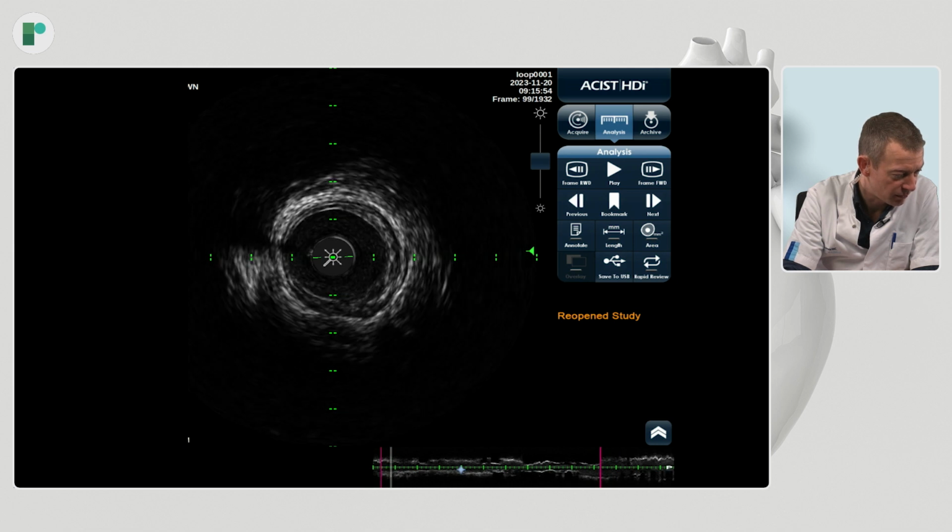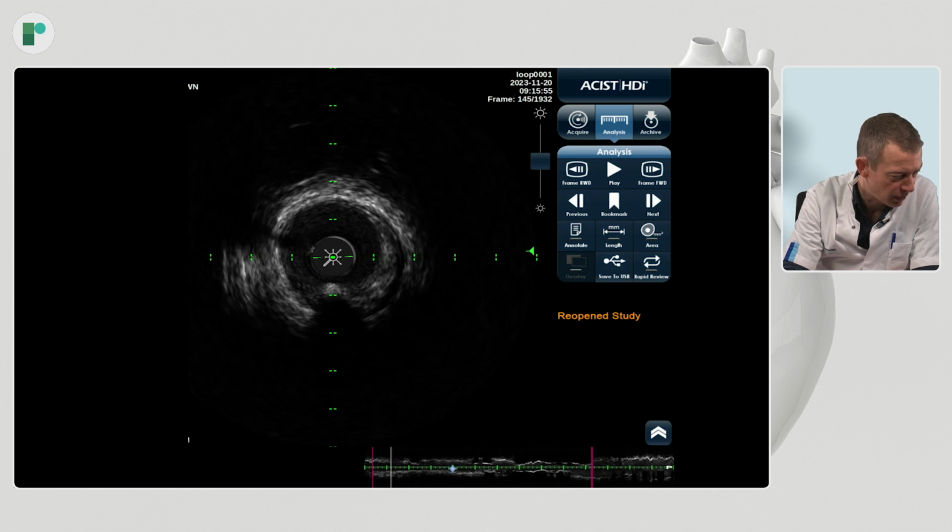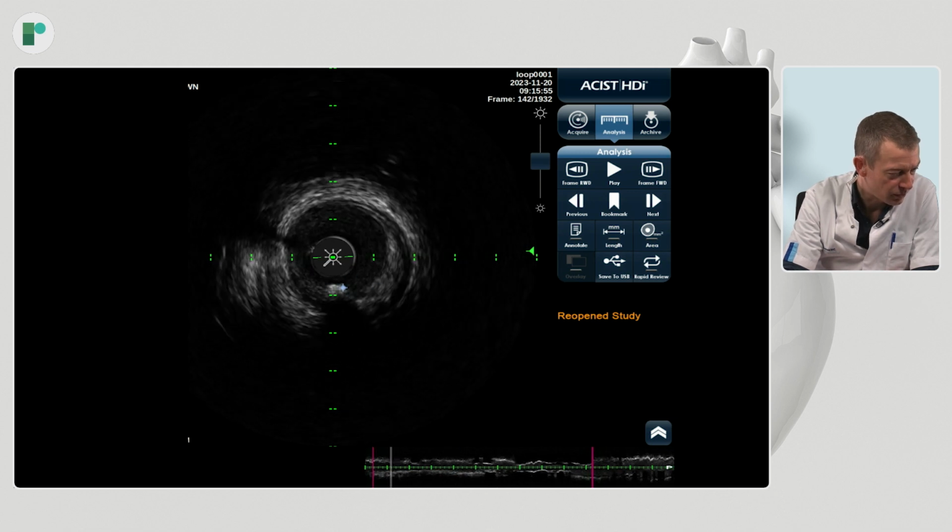Here we start, we see a little bit of plaque arising here, so fibrocalcific plaque. You see this bright white structure here, that's typical for calcium. You know that the ultrasound system doesn't penetrate through the calcium. You see the black shadow, that's typical for calcium. So spotty calcification, superficial, nothing severe, but it's present.